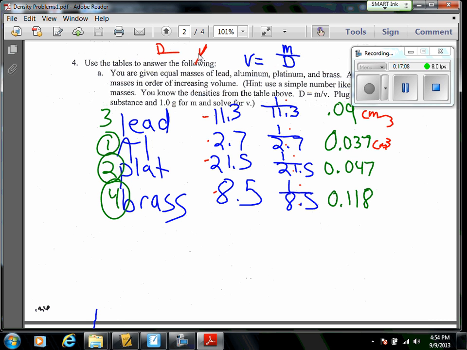Okay, so that's just taking your equation for density and rearranging it to solve for something else. See how you do on the rest of these problems.